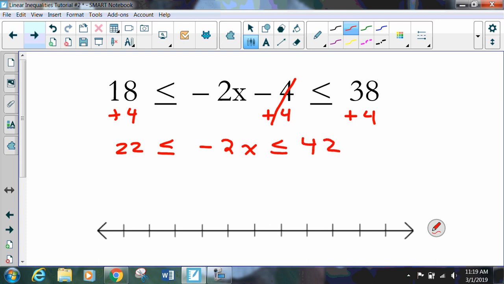Then we're going to divide the middle by negative 2 to get rid of it, and both sides by negative 2. Oh my goodness, we divided by a negative. So real quickly, let's switch our signs. We realize that x is alone in the middle. 22 divided by negative 2 is negative 11. 42 divided by negative 2 is negative 21.